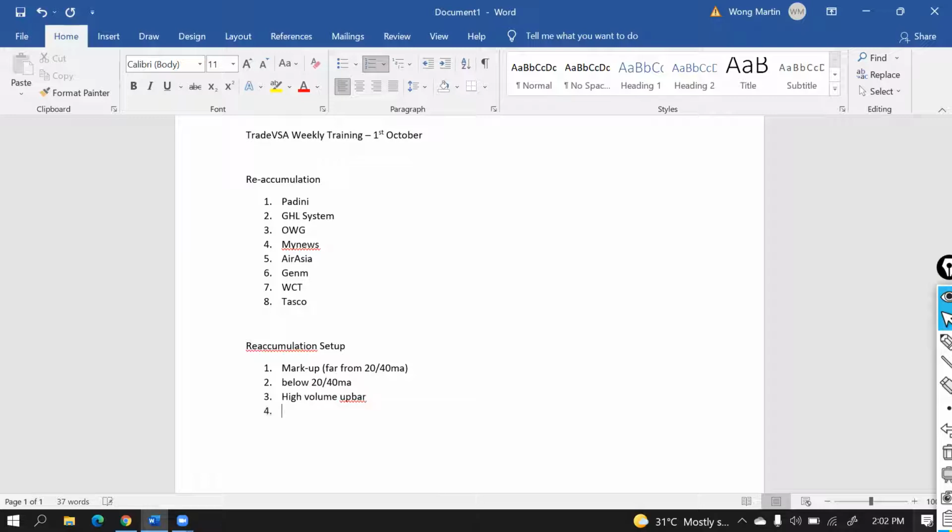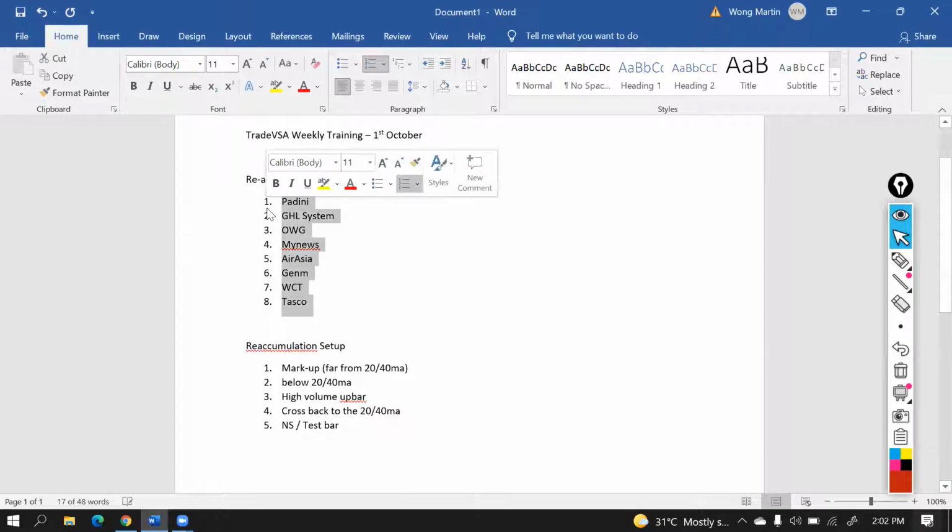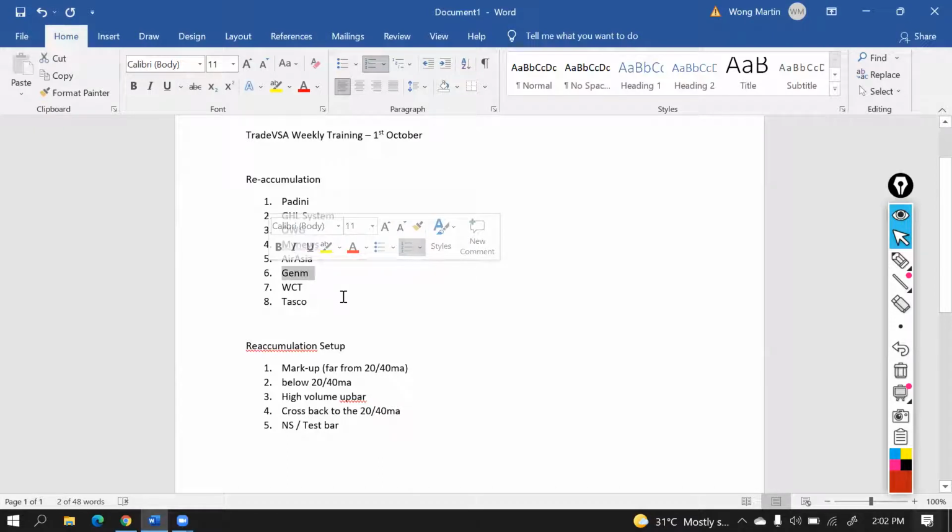And it crossed back to the 20/40s, right? It crossed back to the 20/40 MA. Then, hopefully, we will see some NS or some test bar, a holding bar on the 20/40. So these are some of the steps or criteria that we want to see if they are going into reaccumulation. For these few counters, I personally think they are in reaccumulation right now. Some of them are trending very nicely. Of course, Genting M seems to have hit resistance again and is now going back to the 20/40s again. Probably not ready yet, but overall still in a very nice reaccumulation.